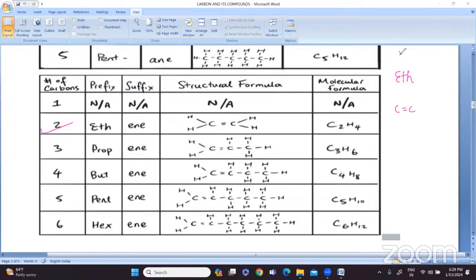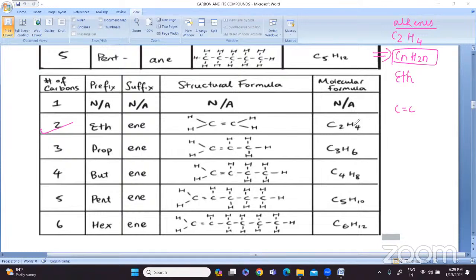So what is the formula? It is CnH2n. So when n is equal to 2, C2H, 2 twos are 4. So it is C2H4. This is the general formula which alkenes follow.